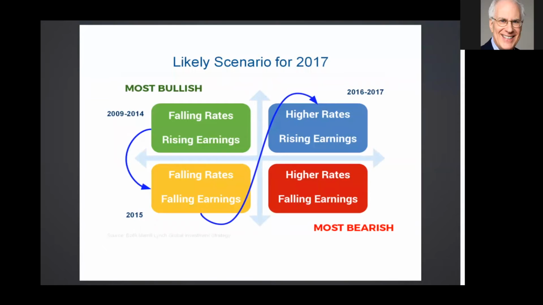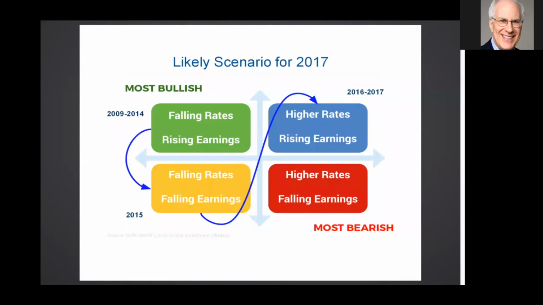Now, here's the most likely scenario for 2017. It's playing out right now. This four-part quadrant is courtesy of Bank of America Merrill Lynch, Global Investment Strategies. And we've gone from a very, very bullish period of 5 years of falling interest rates and rising earnings subsequent to the financial collapse of '08 to 2015, which was extremely challenging when the energy stocks and small caps were very weak, where we had falling interest rates but falling earnings.